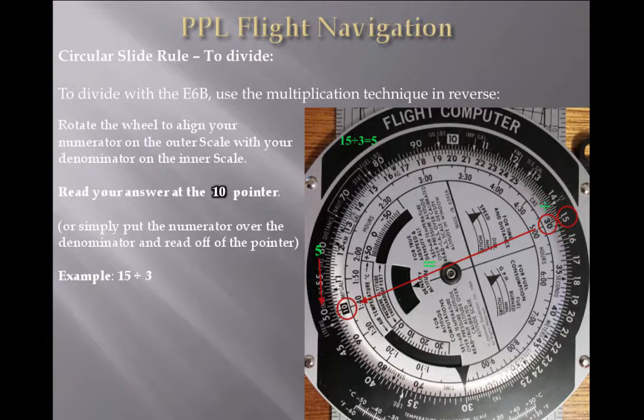So always remember that when you're doing a division, you're basically creating a fraction, something over something else, and we even set that up on our scale. So outer scale is our top number, inner scale is our bottom number, and then we go over to our base 10 pointer and read off the answer. Really, really simple.